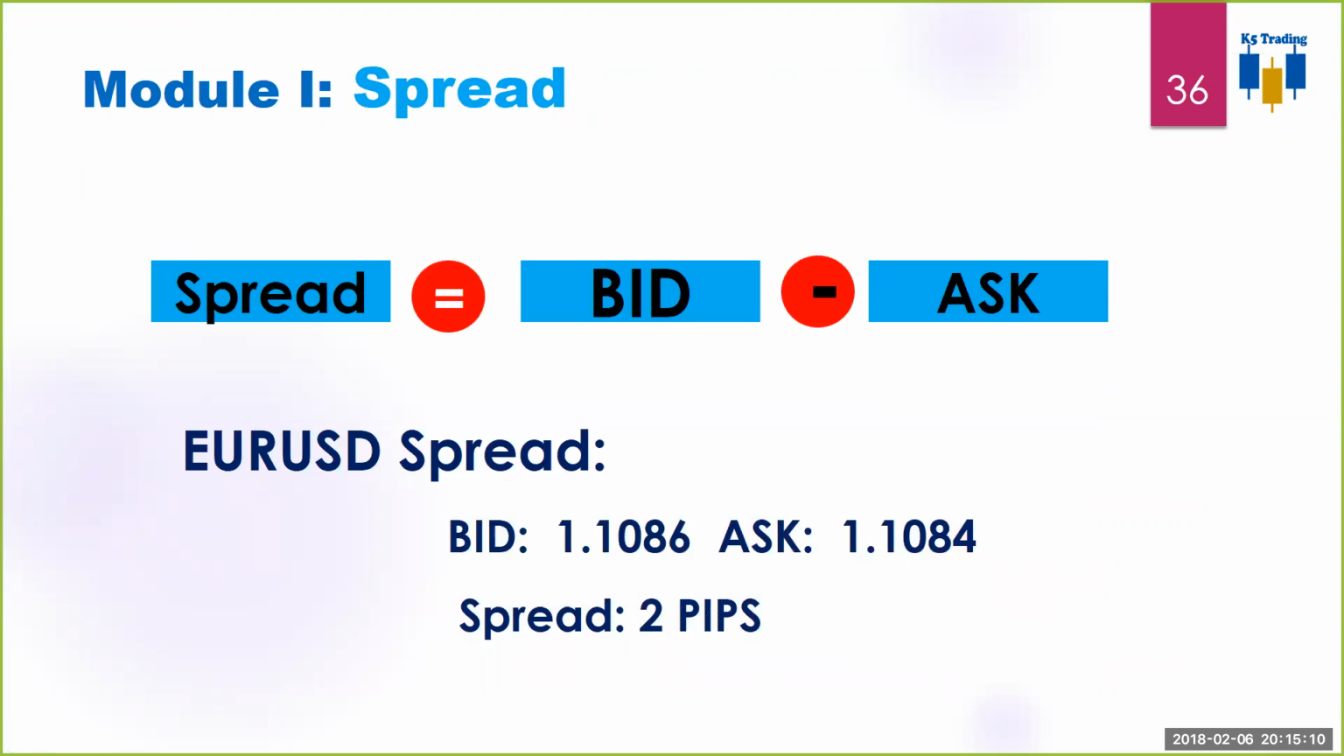Spread. Spread is the difference between the bid and ask price. If the bid price is 1.1084 and your ask price is 1.1086, the spread is 2 pip. The bid price is the price which you are bidding when you are selling something. An ask price is what the other party is asking, and you have to pay it when you want to buy something.